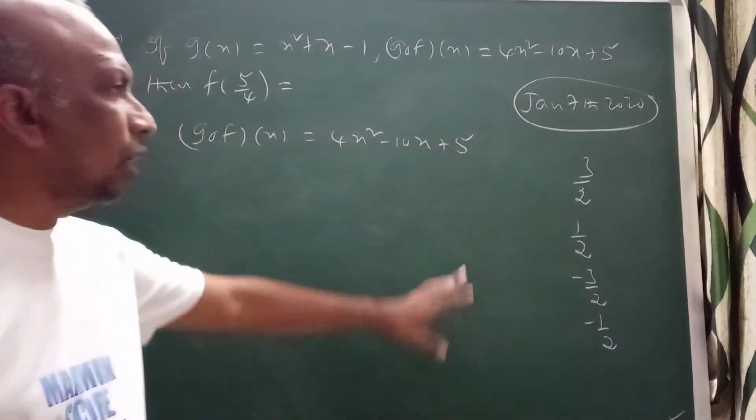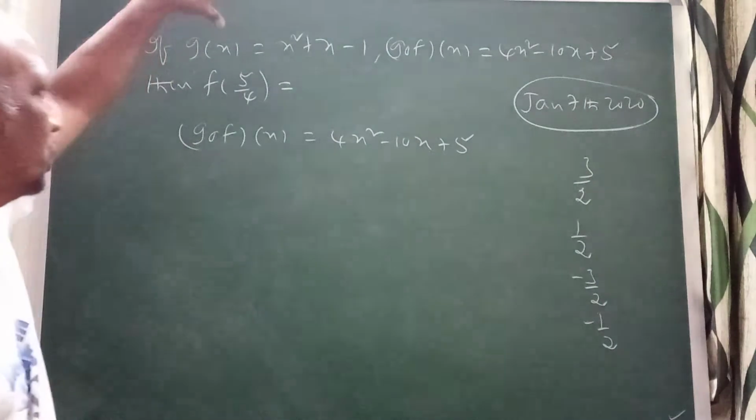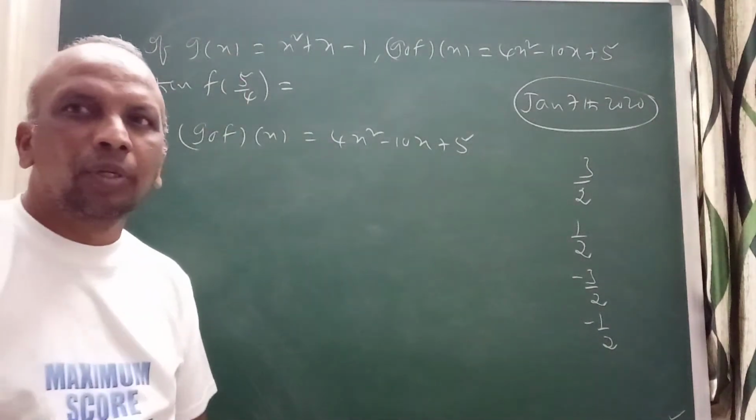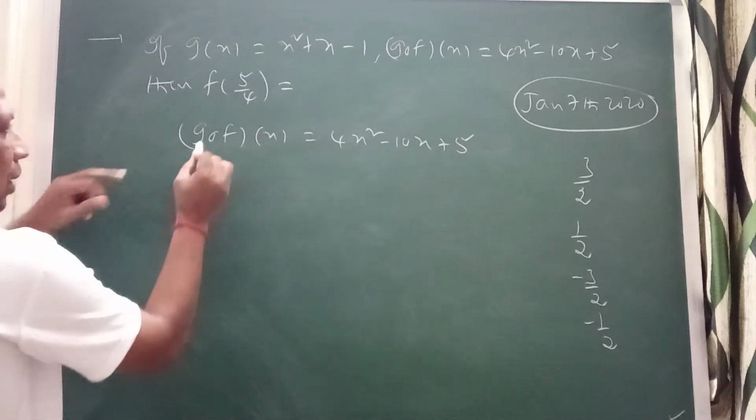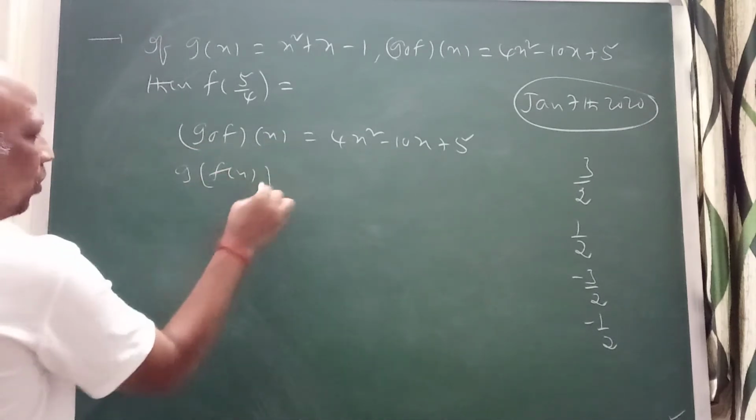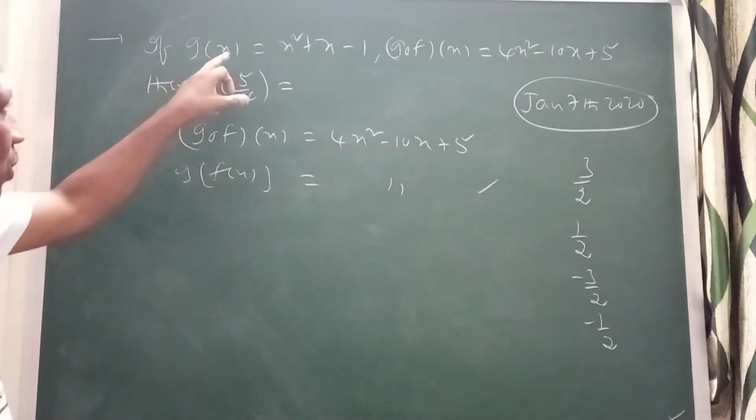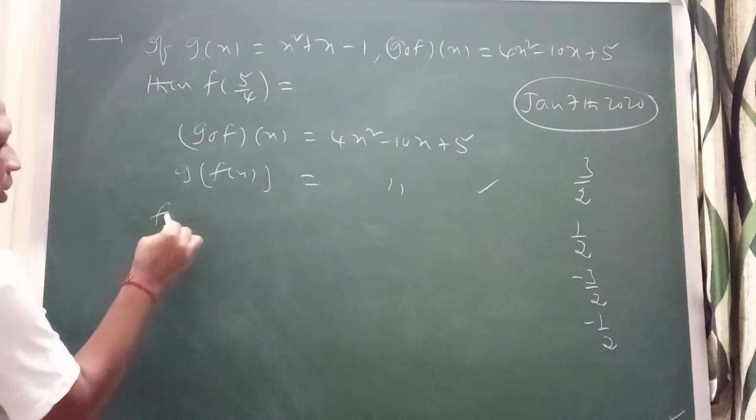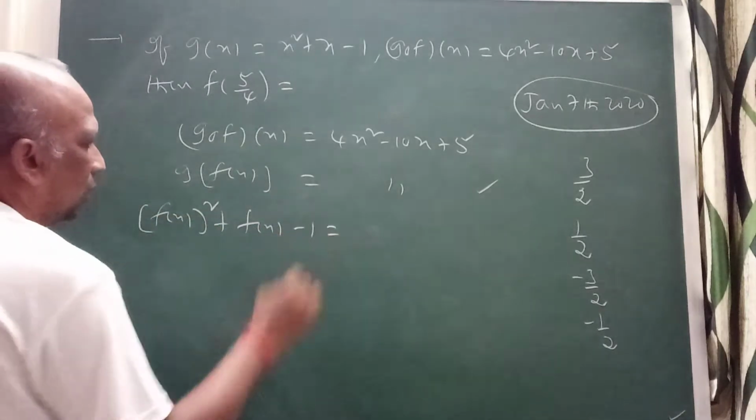See this problem, they asked on January 7th, 2020. They have given a composite function, they have given g of x, and they are asking f of 5 by 4. So what will I do now? g of f of x means, you can think about it, when they are given this is g of f of x, right? So g of f of x is the same function repeated. But when you are taking g of f of x, the function will become f of x whole square into f of x minus 1 is equal to.